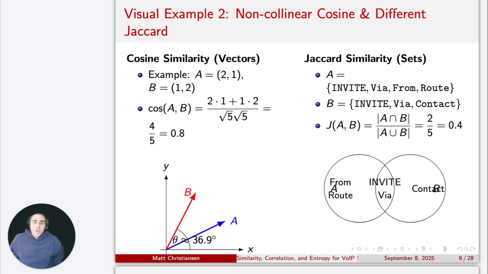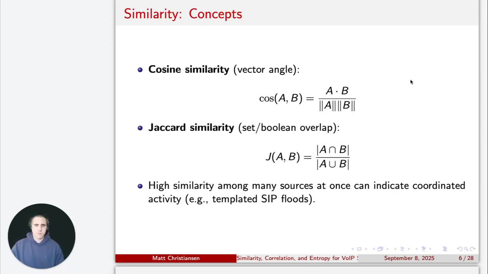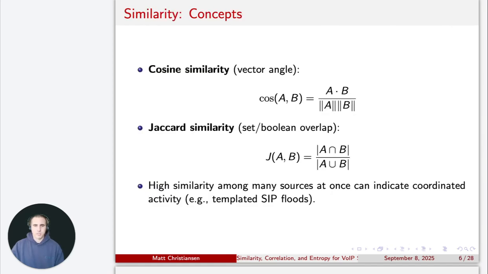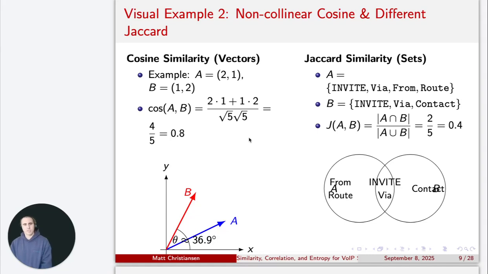This is another visual example of non-collinear cosine similarity and a different Jaccard similarity. Here we have 2, 1, and then we have 1, 2. So they're non-collinear, and then we can find the angle of that by doing the formula from before. The dot product of A and B divided by the magnitude of A and the magnitude of B. Not square rooted, I'm sorry, just the magnitude, which has the square root in the formula. For cosine similarity, we take the square root of 5 and 5. 2 squared, yeah, that would make sense.